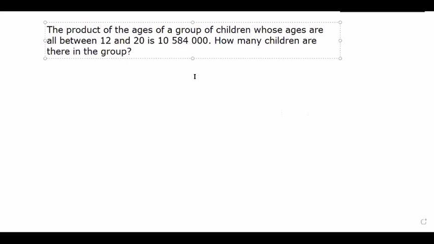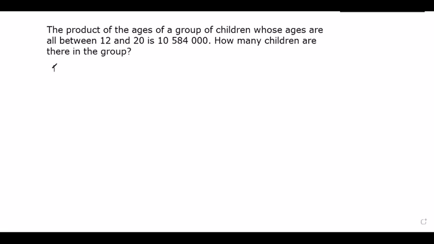Let's first understand the question. The question says you are multiplying the ages of a group of children, right? A certain number of children, and their ages are all between 12 and 20. You don't know how many children there are, but you're multiplying these numbers, and the answer is this horrendous number, which is 10 million something. And the question says, how many children are there in the group? Okay, so that's the question there.